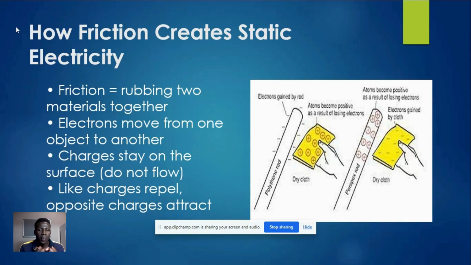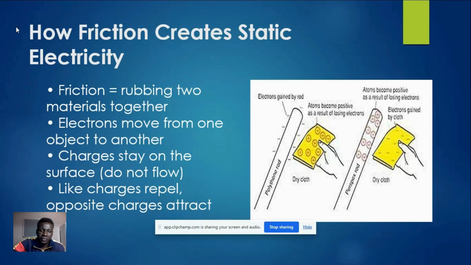So that is how friction creates static electricity. Okay, let's look at our example here. We have a rod and a dry cloth. The rod has the negative charge, and the dry cloth has the positive charge. When you rub the two materials together, the rod becomes positively charged because it has lost its electrons, and the dry cloth becomes negatively charged because it has gained the electrons from the rod. That's how friction creates static electricity.